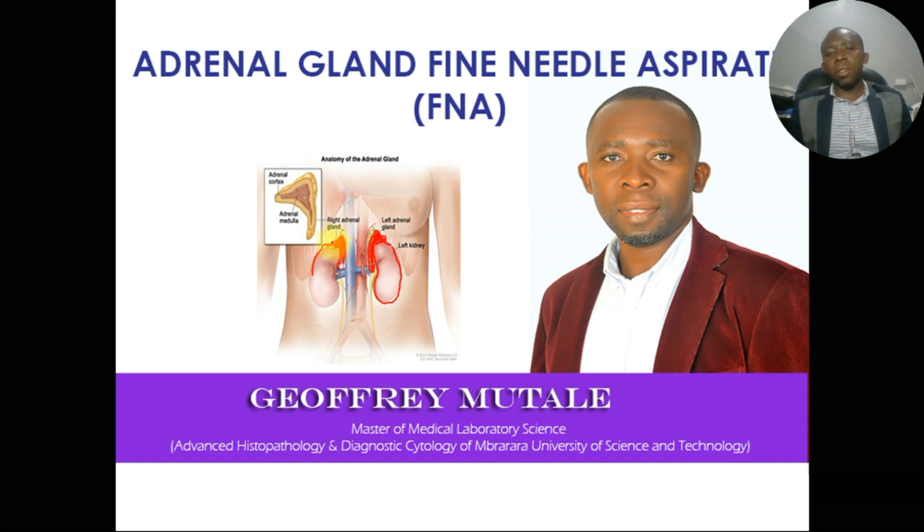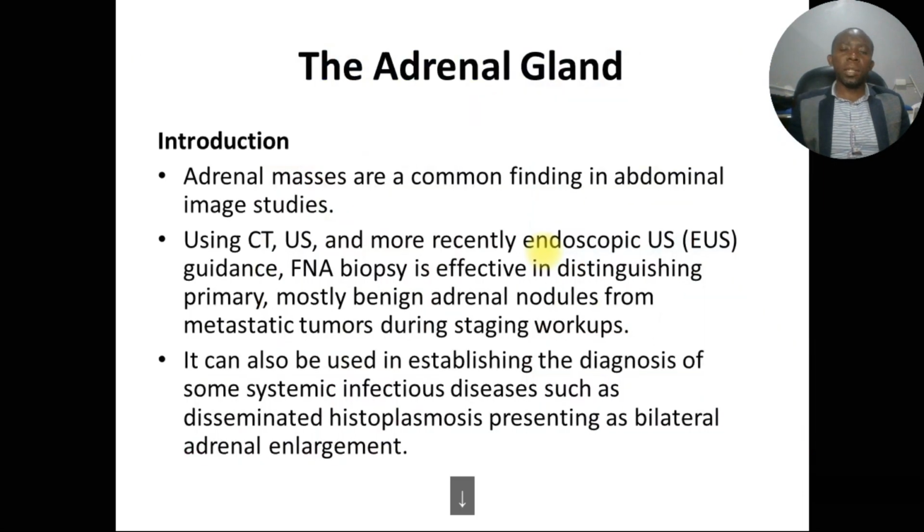The adrenal gland is very important in human life. It is important in producing hormones like adrenaline, which are good for proper functioning of the heart, regulation of the heartbeat, and regulation of blood pressure in the body. So that's the gland we are going to discuss. Straightforward, let's look at the introduction.